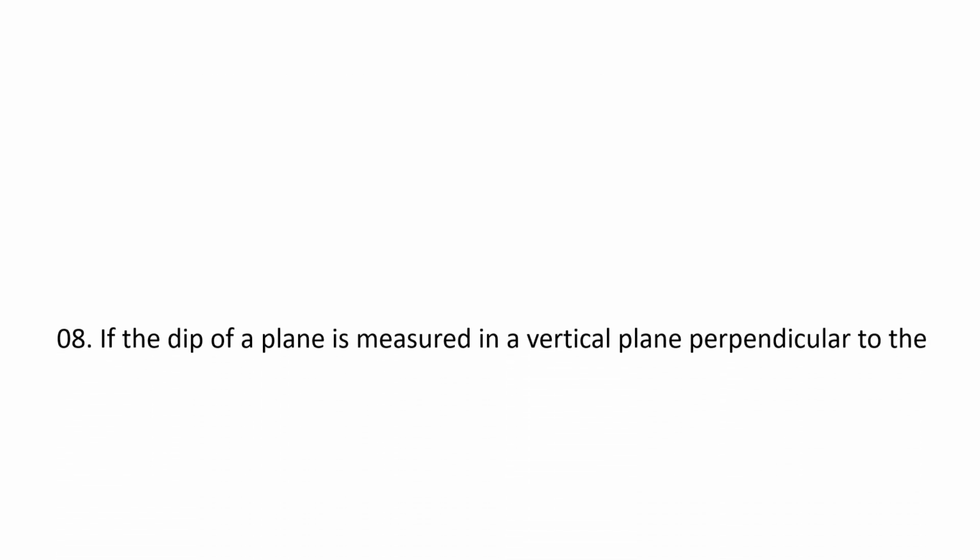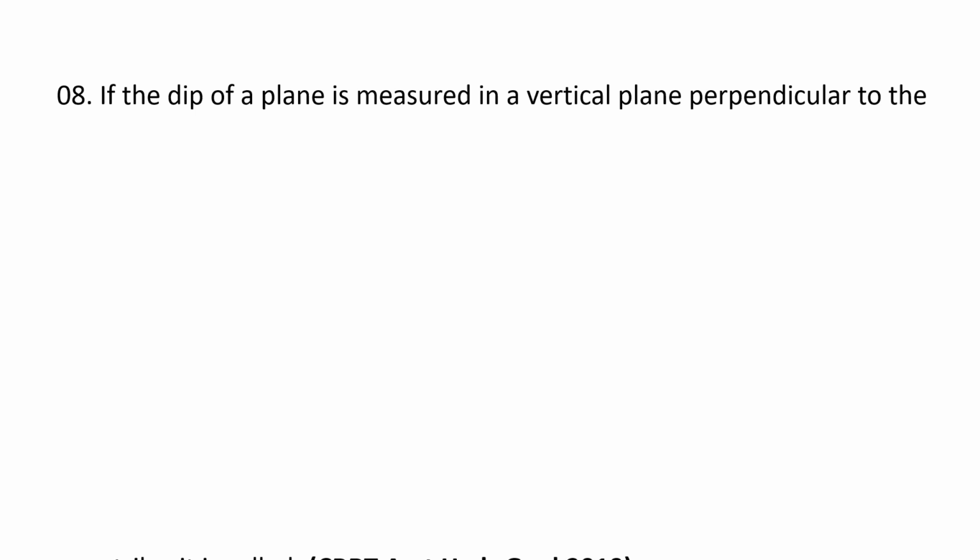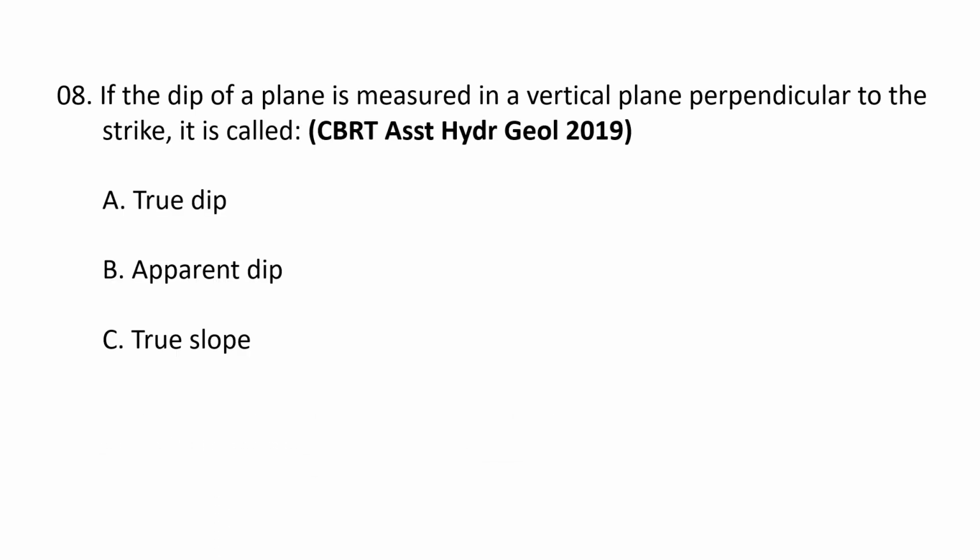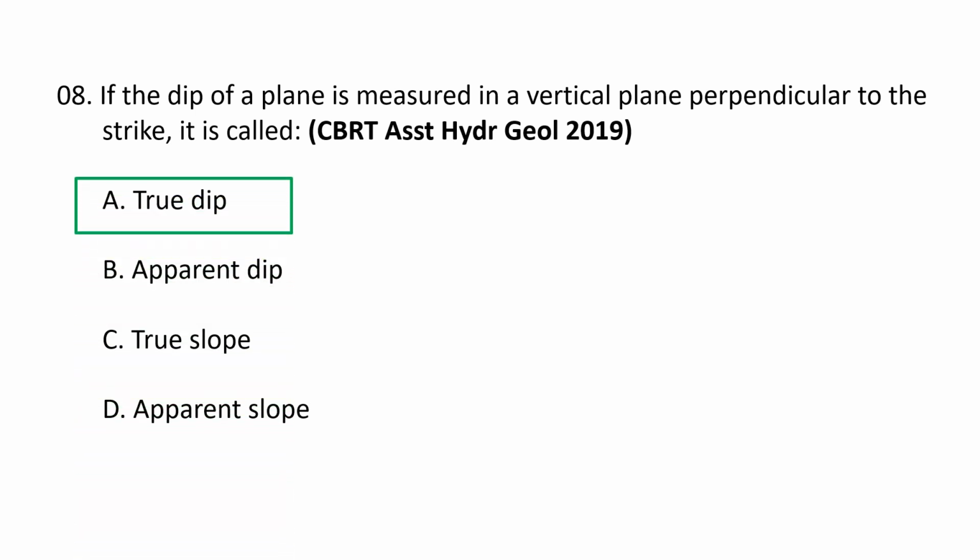Next question. If the dip of a plane is measured in a vertical plane perpendicular to the strike, it is called A. True dip, B. Apparent dip, C. True slope, D. Apparent slope. So the correct option is A, true dip. The true dip is the steepest line that can be drawn on an inclined plane, measured in terms of inclination and bearing. When used in conjunction with unit length, it can be considered a vector quantity, and the azimuth of the dip is at right angles to the strike of the bed. So A, true dip, is the correct option.